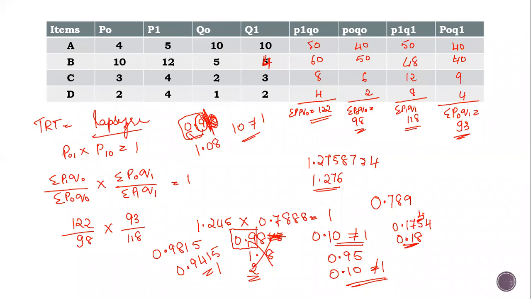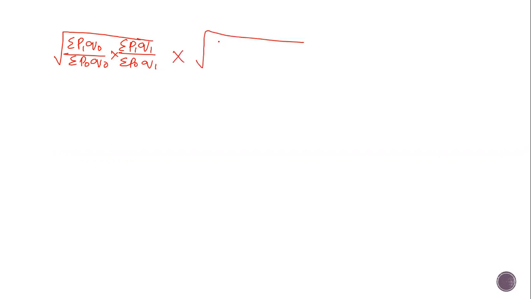Okay, coming to the next method, they have asked us to find the Fisher index. There also I think somebody has done. So what is the formula under Fisher? That is square root of summation P1 Q0 divided by summation P0 Q0 into summation P1 Q1 divided by summation P0 Q1 into square root of summation P0 Q1 divided by summation P1 Q1 into summation P0 Q0 divided by summation P1 Q0. This is the formula for TRT under Fisher.